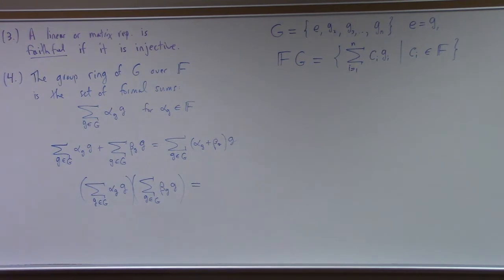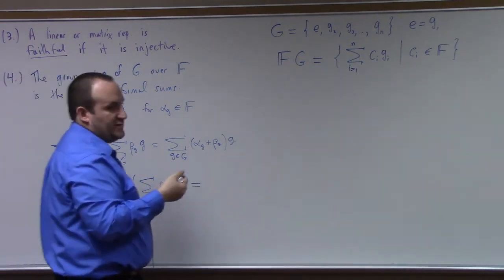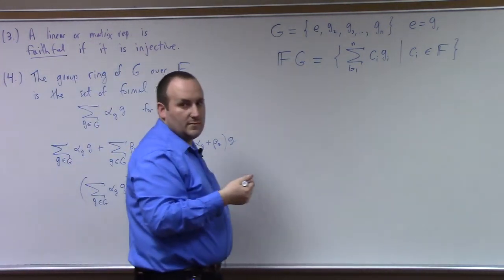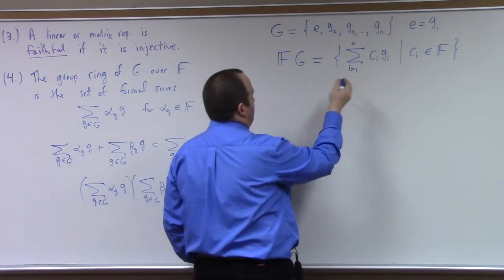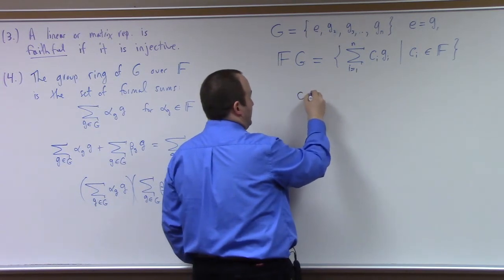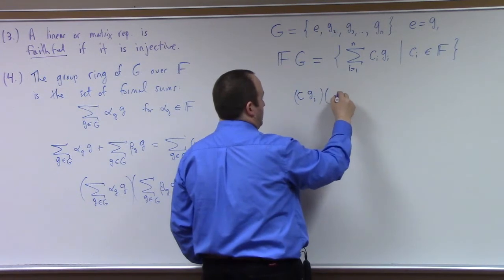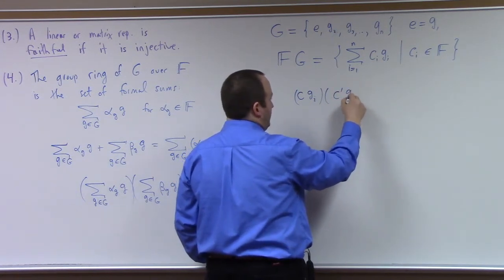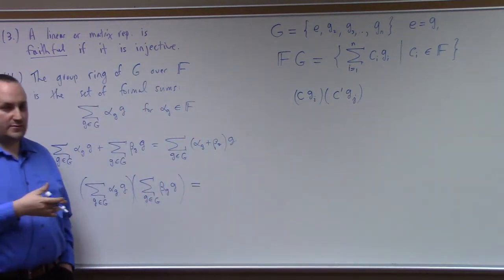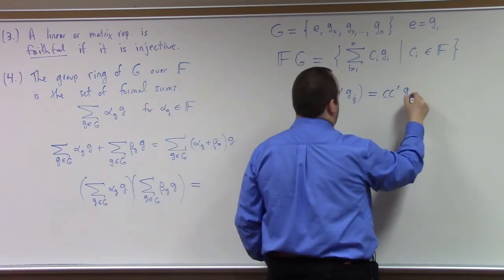So how does multiplication work then? You said you just distribute, right? But simple elements first. That's not a bad idea. So if I have a simple element like c times g_i, and then c prime times g_j, those are simple elements. For their product, we just take c times c prime and then g_i times g_j, right?